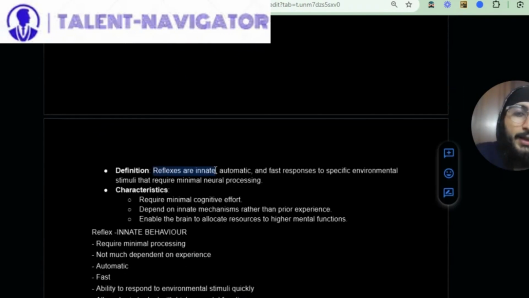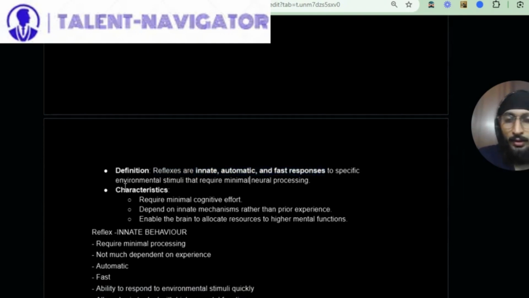Definition: reflexes are innate, automatic, and fast responses to specific environmental stimuli that require minimal neural processing. Now characteristics: they require minimal cognitive effort, depend on innate mechanisms rather than prior experience, and enable the brain to allocate resources to higher mental functions.